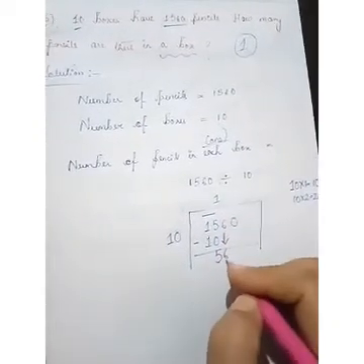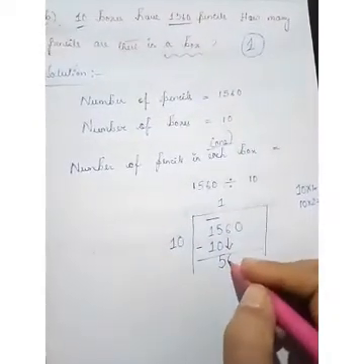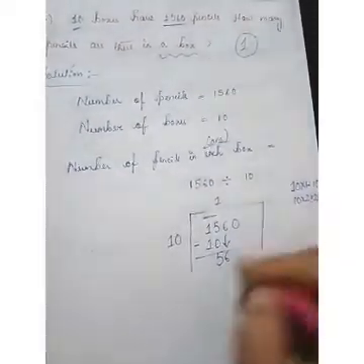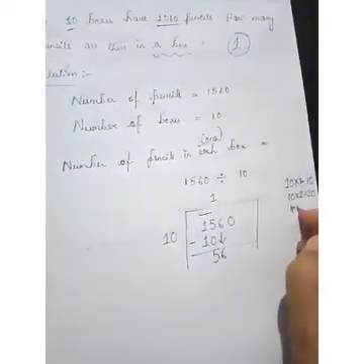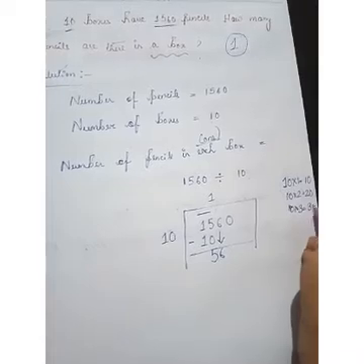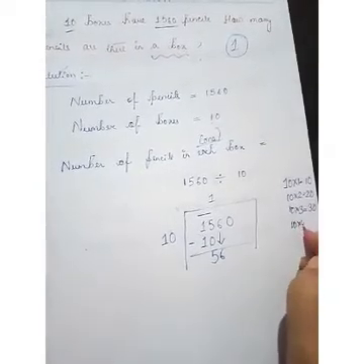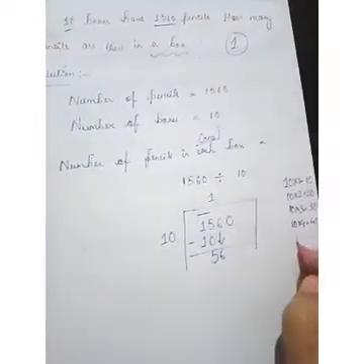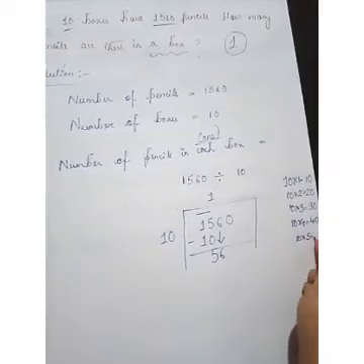Now we don't need that, because 56, we can try to divide 56 by 10. So we know 10 into 3 equals 30. 10 into 4 equals 40. 10 into 5 equals 50.